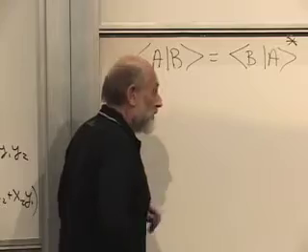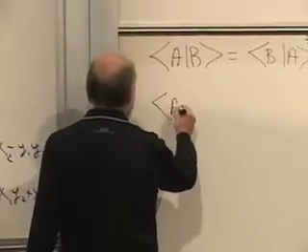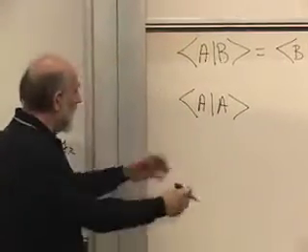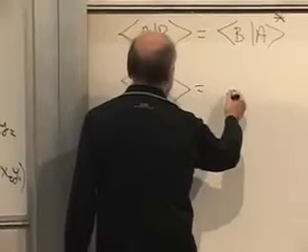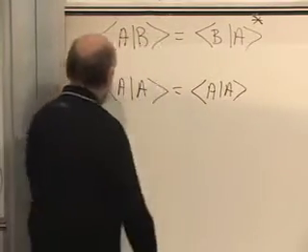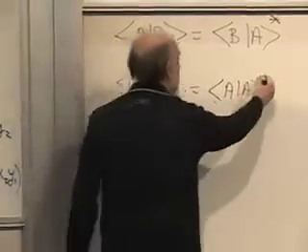The last definition, from this we can derive something very simply. Supposing we take the inner product of a vector with itself. Then this says that it's equal to the inner product of the vector with itself, if I interchange A and A, that doesn't do anything, complex conjugated.